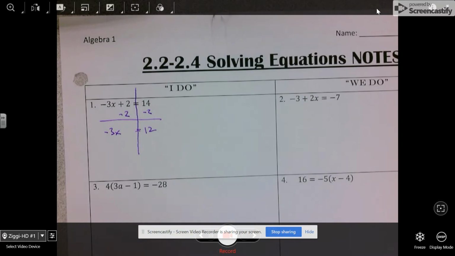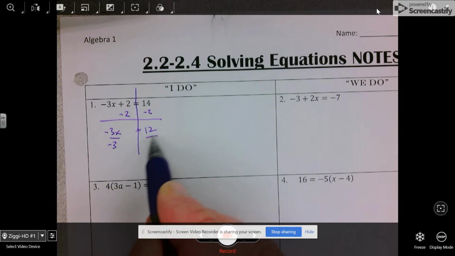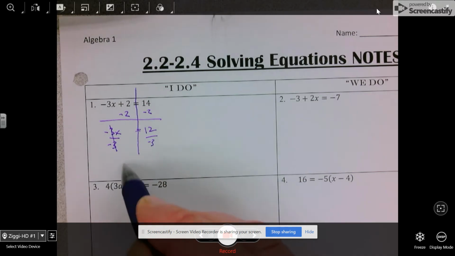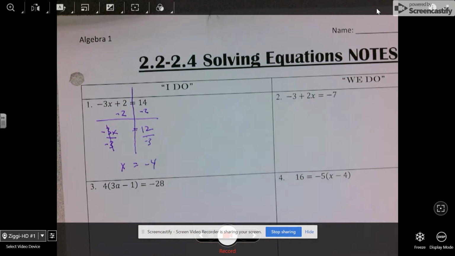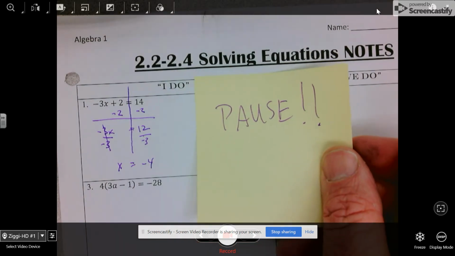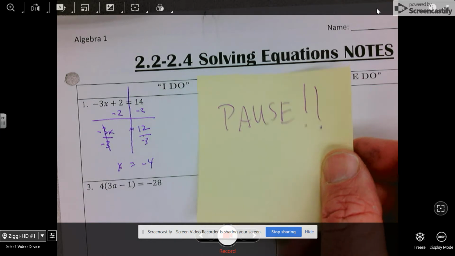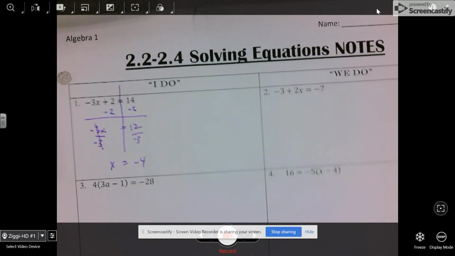Keep things lined up. Second step, do the opposite here. This is negative 3 times x, so I'm going to divide both sides by negative 3. 12 divided by negative 3 is negative 4. Okay, so go ahead and pause and work out the one on the right that says we do. It's really a you do in this case.